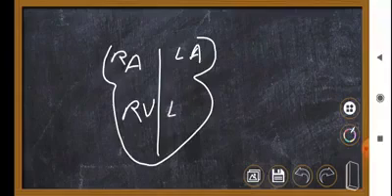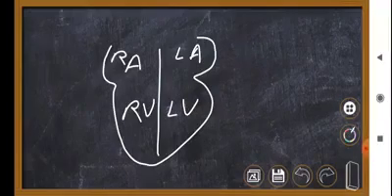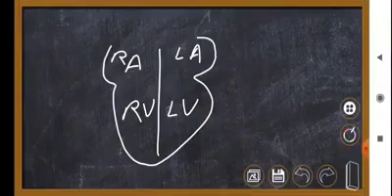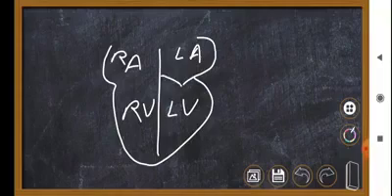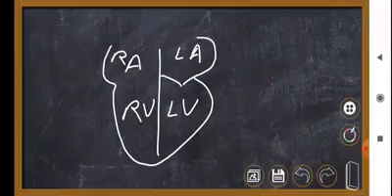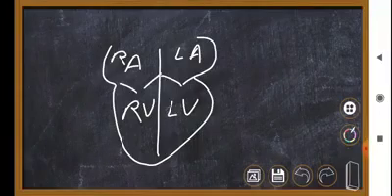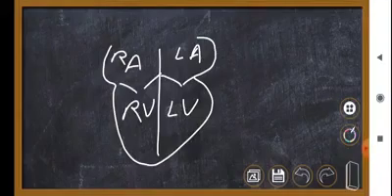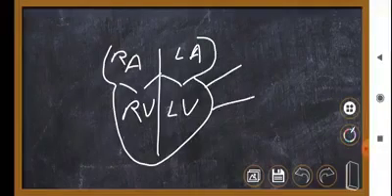This is left atrium, this is right atrium, this is right ventricle, and this is left ventricle. And we know that blood enters into left ventricle through a valve that is called mitral valve. Similarly, blood enters into right ventricle through tricuspid valve. And blood leaves from left ventricle through a valve that is called aortic valve.